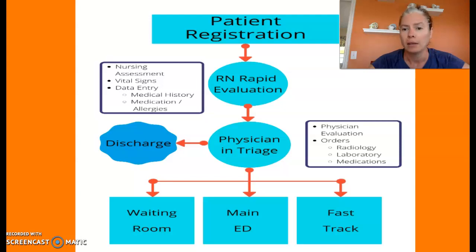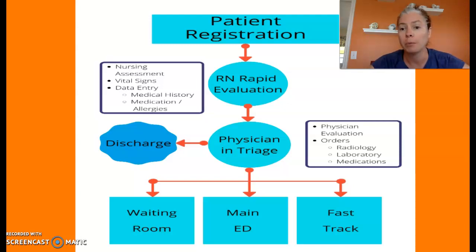The added thing that we're going to implement is right at that front process, there's going to be a physician in triage. That physician in this proposal would be a physician assistant or a nurse practitioner. The nurse practitioner would be listening in on the triage nurse and looking at the patient visually, looking at those vital signs, collaborating with the triage nurse. How sick is this patient? What do we need to do? And it would be a joint decision.